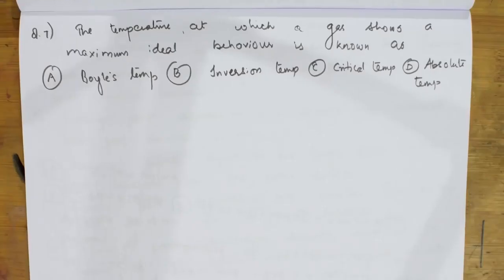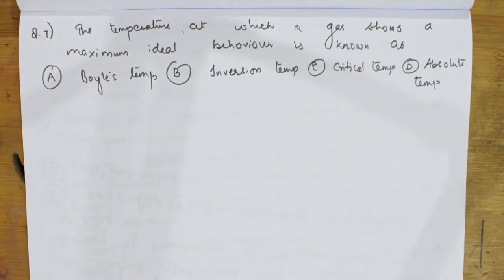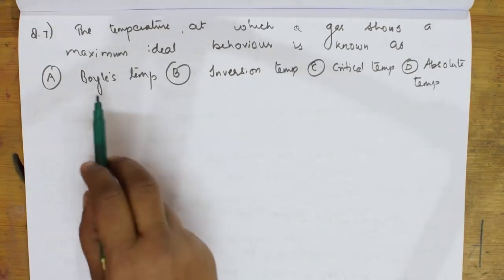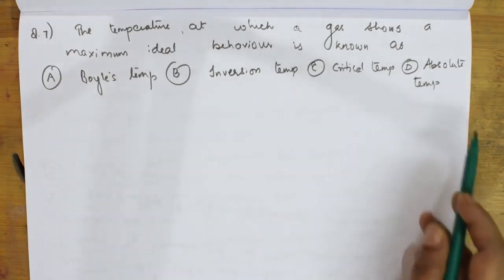So let's come back and do the next question, students. Let's see this question. What do they give us here? They said the temperature at which a gas shows maximum ideal behavior is known as. Okay, so they have given us 4 options, right? First of all, before taking the answer, I have to be clear about the meaning of all these temperatures. So let's start with the last one.